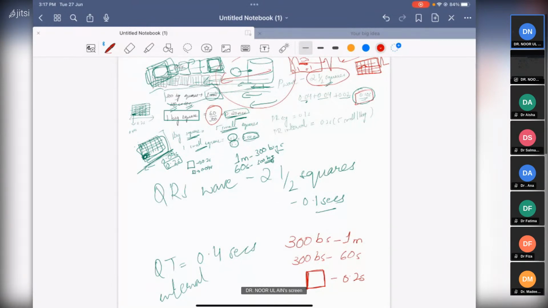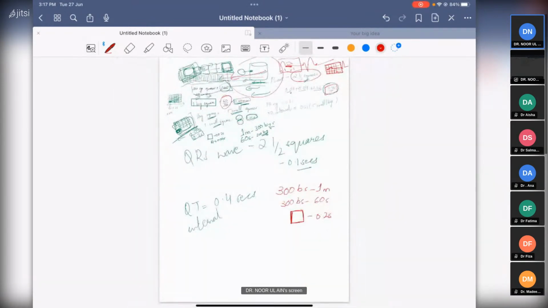Now I know that every big box has 5 small boxes. So this big box has 5 small boxes. I want to know the time taken by this small box to go ahead.